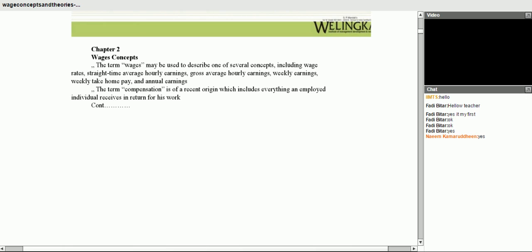Okay, so the first thing is, what is a wage? What are wages? The term wages may be used to describe one of several concepts, including wage rates, straight time average hourly earnings, gross average hourly earnings, weekly take home pay and annual earnings. These are the different names by which wages can be defined, because wages are paid differently in different sectors. Like for a skilled labor, what do you think? Who is the skilled labor? Or can you just tell me the different categories of labors?